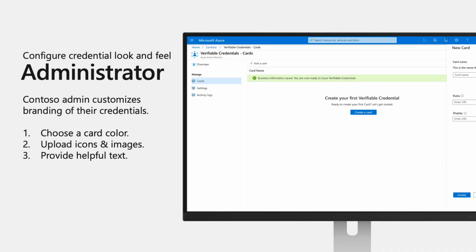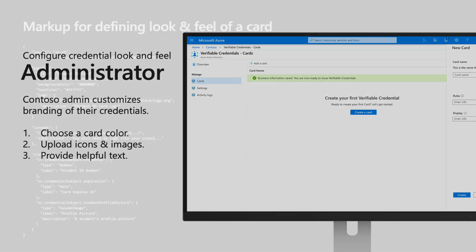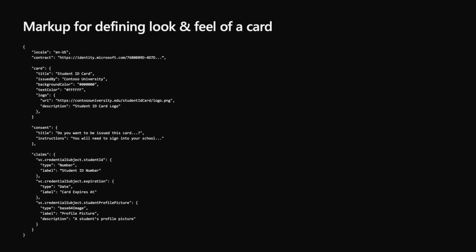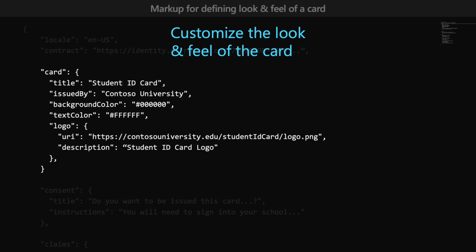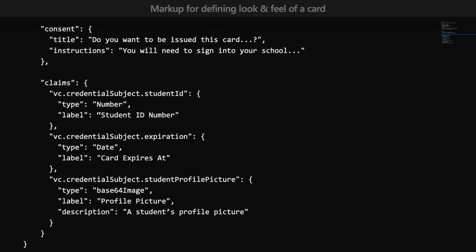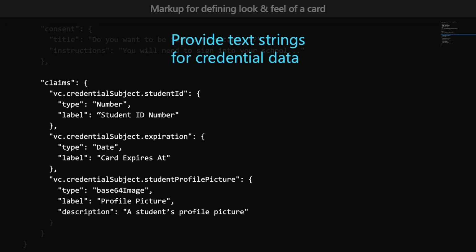Then the next thing you can do is configure those credentials, the look and feel of the card, if you will. So you can customize what the title of your credential is. You can state your brand name. You can control your brand colors, your logo, etc. But you also get to control the metadata based on the verifiable credential format around what a student ID number is, date of issuance or expiry, the profile picture if you like, etc.